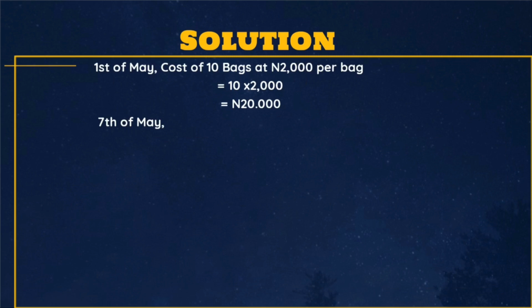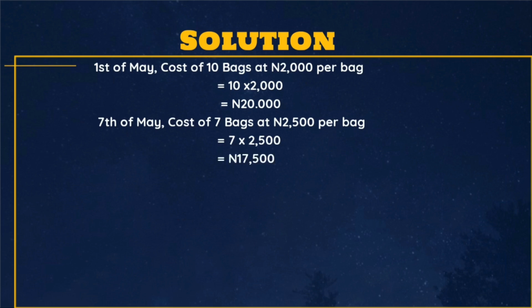That is 7th of May. Cost of 7 bags at 2,500. That will be 7 times 2,500. If we multiply 7 by 2,500, that is going to give us 17,500. That is the cost of 7 bags as at 7th of May.